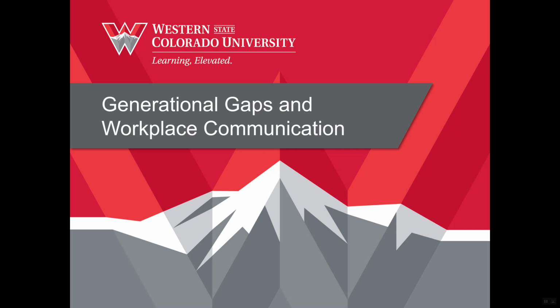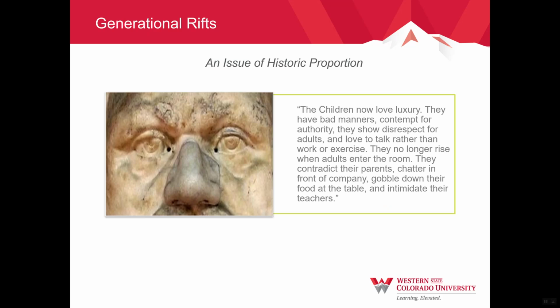But let's just talk about this for just a moment. This is interesting. Children now love luxury. They have bad manners, contempt for authority. They show disrespect for adults, love to talk rather than work or exercise, no longer rise when adults enter the room. They contradict their parents, chatter in front of company, gobble down their food at the table, and intimidate their teachers. The question is, when was this written, or said, right?